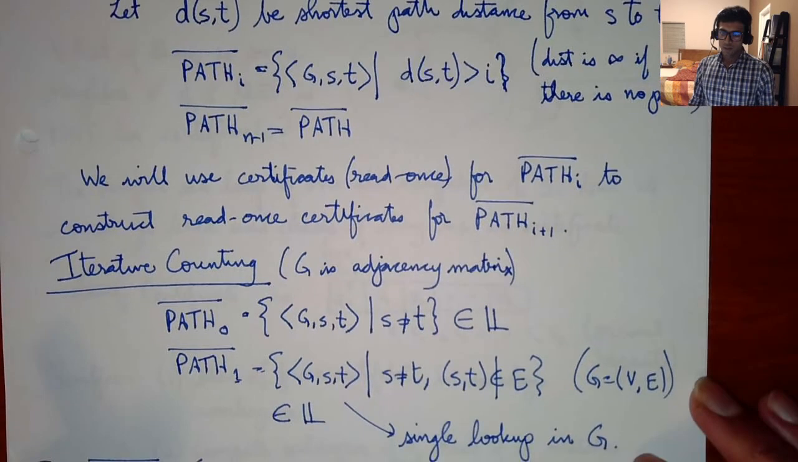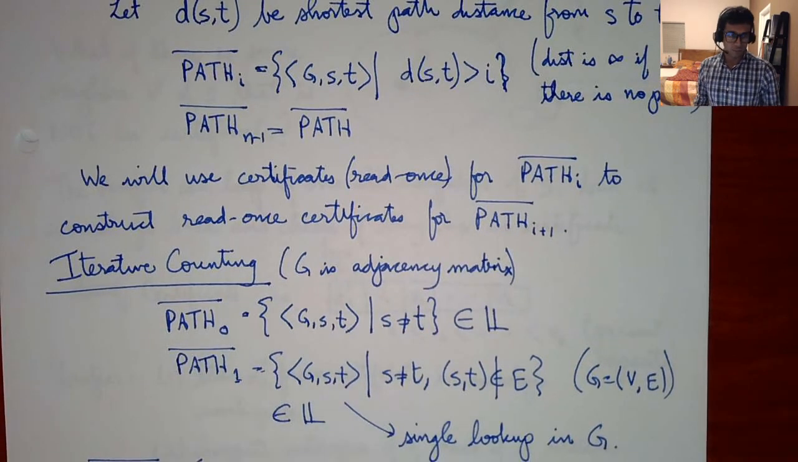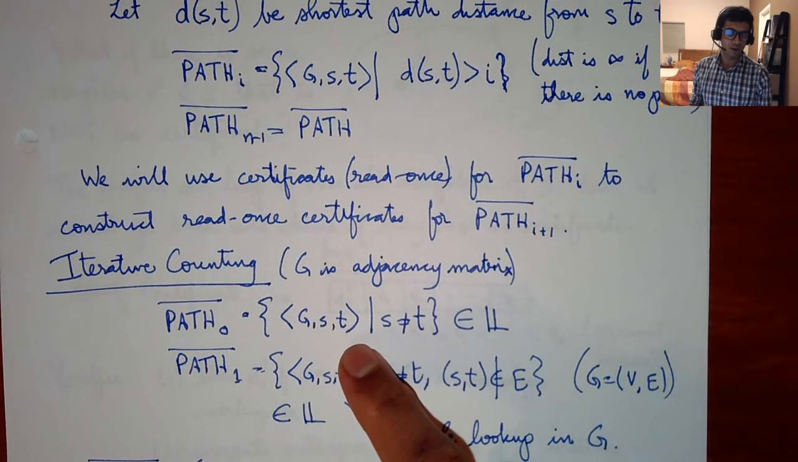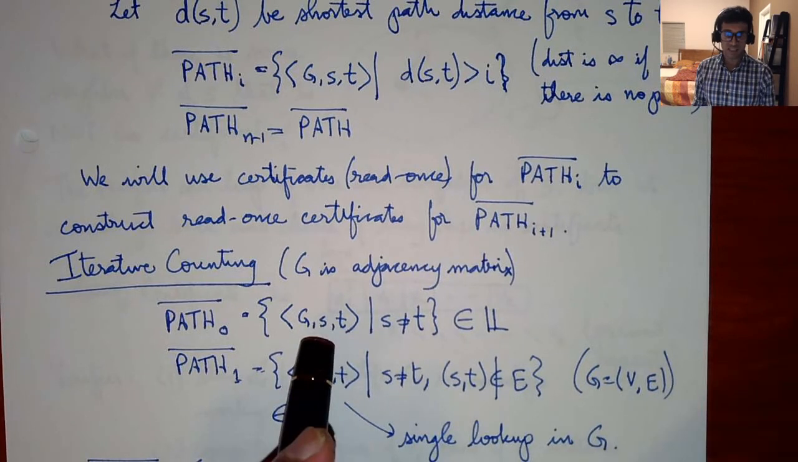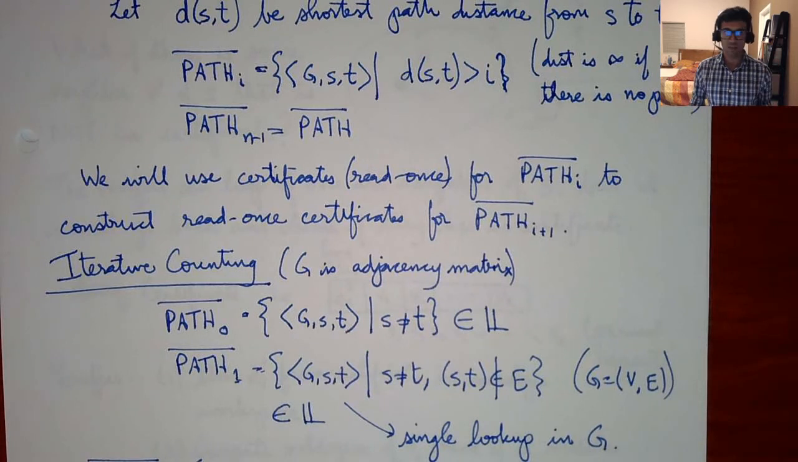Okay. So what is path 0 complement? Path 0 complement means it's G, S, T such that the distance between S and T is more than 0. If the distance is more than 0, it just means that there are different vertices. So path 0 complement is the language of G, S, T where S is not equal to T. This is clearly in log space, because S and T are log n bits, so the log space machine can just read those and compare them one by one.